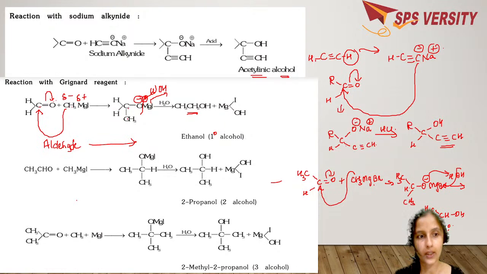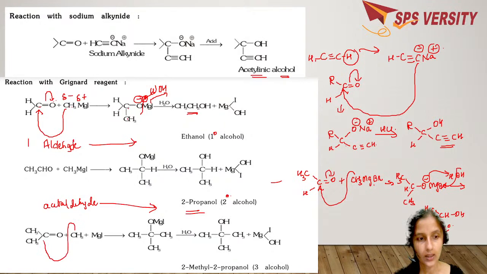If you take the formaldehyde, you get the primary alcohol. Yeah, if you take the acetaldehyde and you carry out the same reaction, that results in the formation of secondary alcohol. And if you take the ketone, so how does the reaction proceed?